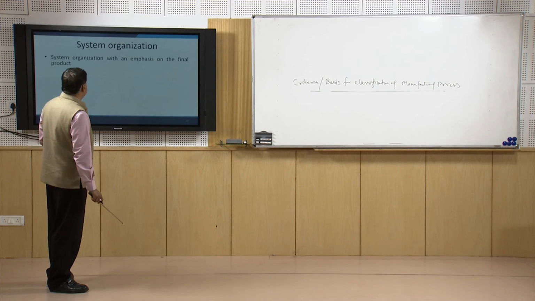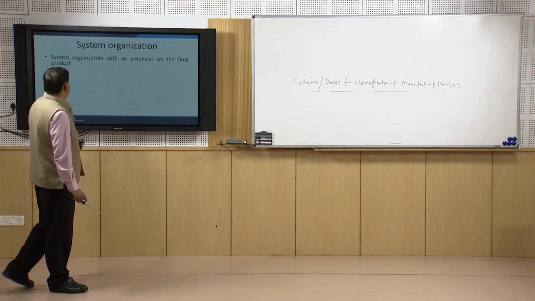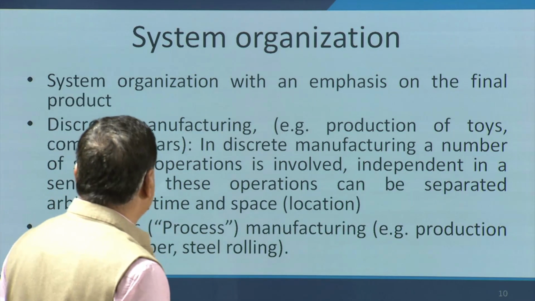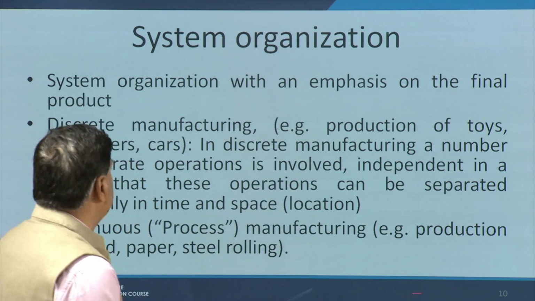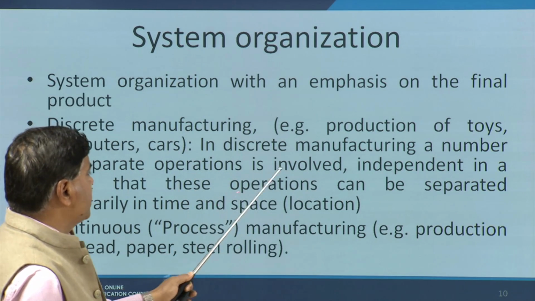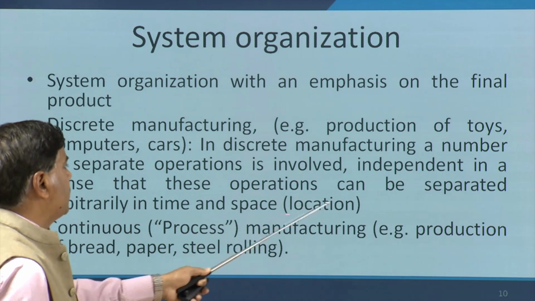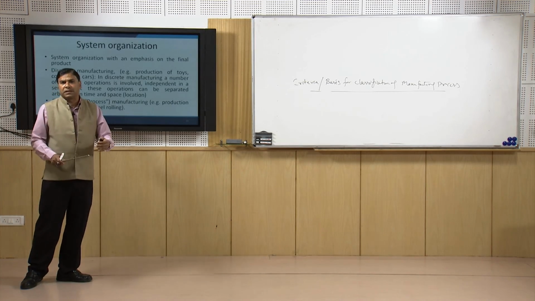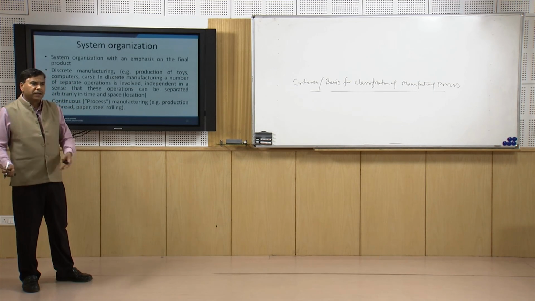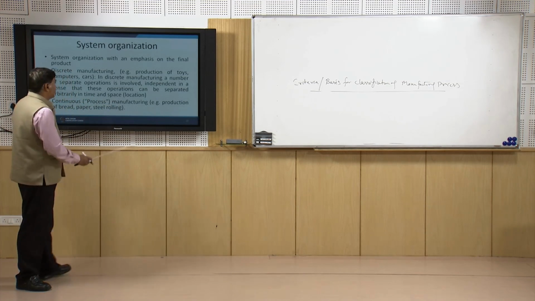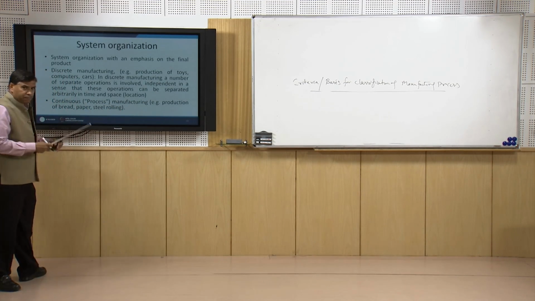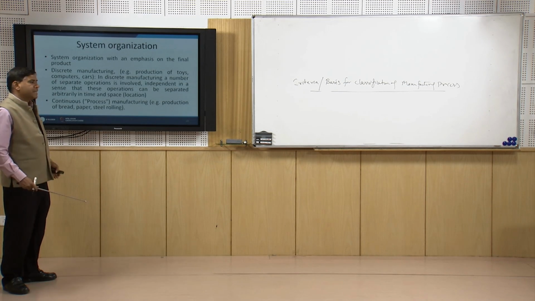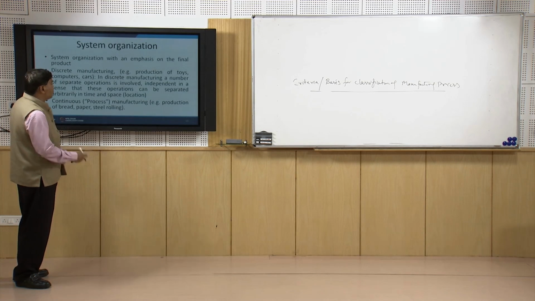Then, based on the system organization, this is another classification, with the emphasis on the final product: discrete manufacturing and continuous manufacturing. In case of discrete manufacturing, a number of separate operations are involved, and independent in the sense that these operations can be separated arbitrarily in time and space. One product can be made at one time at one location, then another product can be made at another time at another location, then the two can be brought together to assemble the things. The production of toys, computers and cars is based on this kind of logic, where different components can be made at different locations and different times, then brought together to be assembled, so that the desired final usable products can be made.